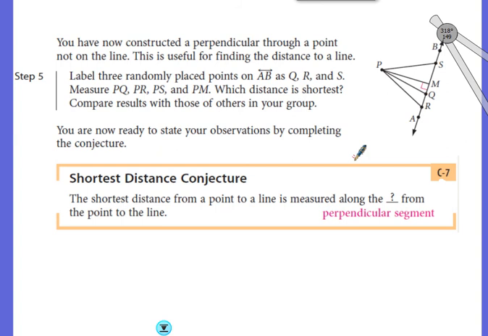So I want you to write this down as the first part of your notes, besides the drawing. The shortest distance conjecture: the shortest distance from a point to a line is measured along the perpendicular segment from the point to the line. This is not a perpendicular bisector. I'm going to tell you that again because I don't want you to get confused. This is how we draw a perpendicular from any line or any point, not just the middle points. And you can see up here on the right, similar to what I just did, it shows the shortest distance is PM, which is the perpendicular segment.